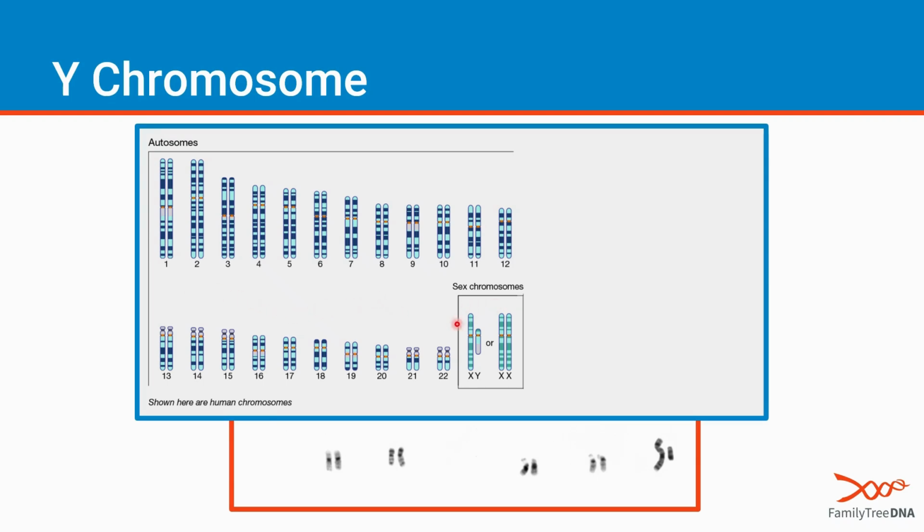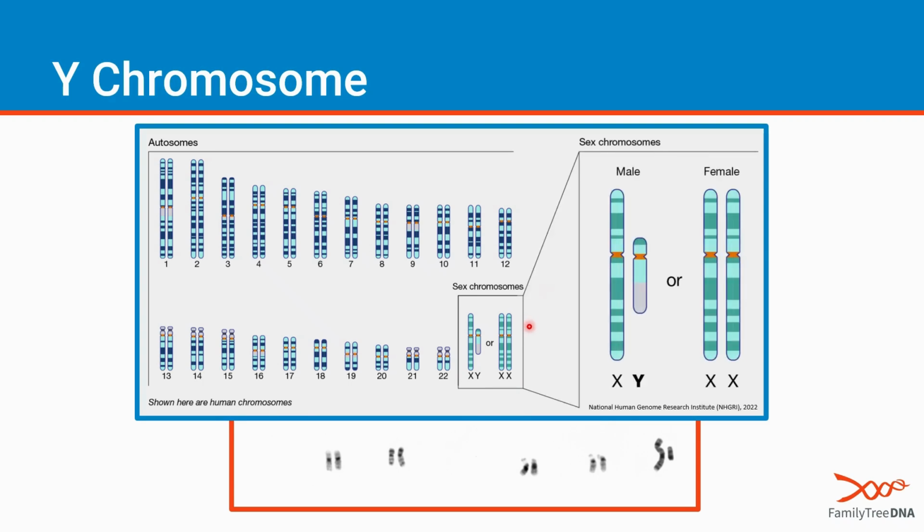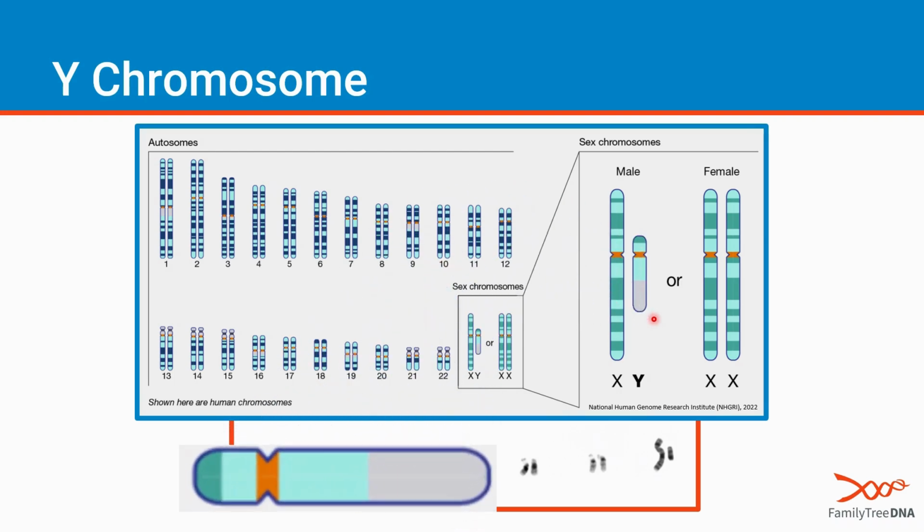Now, today we're obviously focusing on the Y chromosome, and that's a special type of chromosome called a sex chromosome. It's what determines a person's genetic gender, male or female. So a male will have an X chromosome and a Y chromosome, while a female will have two X chromosomes. So because of that, the Y chromosome is passed down specifically through the male line, and it can tell us information about that specific male line.